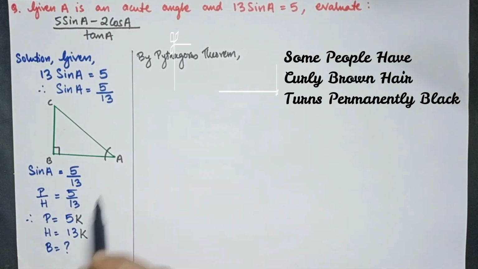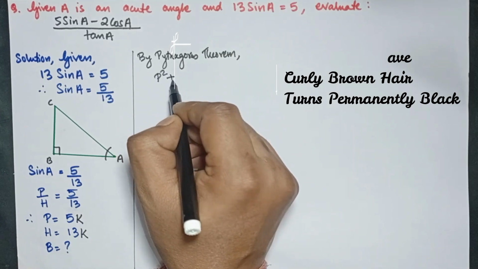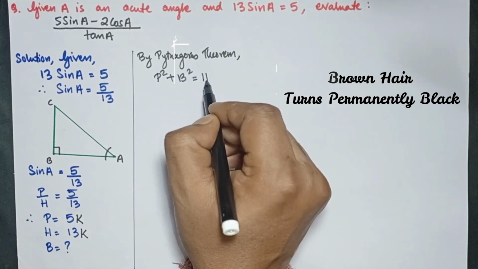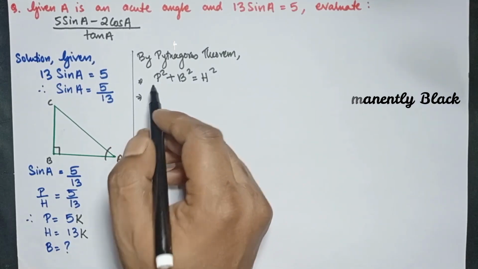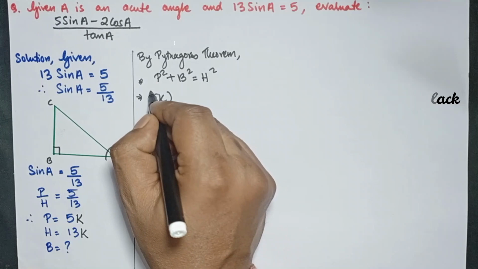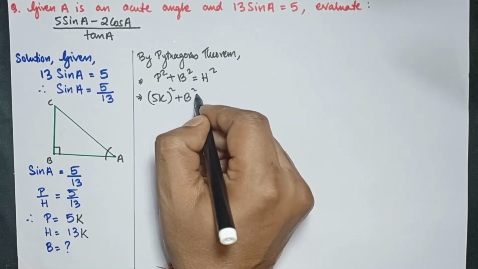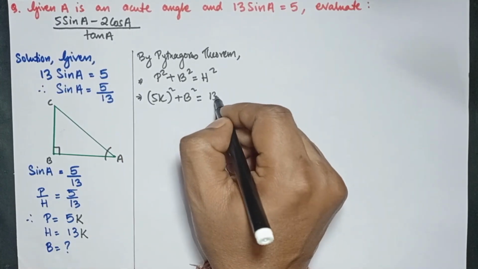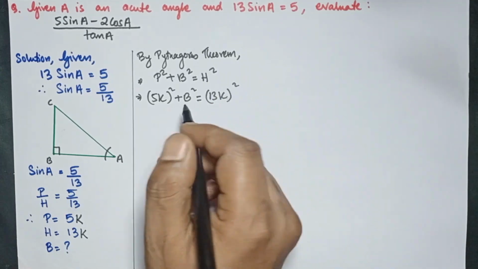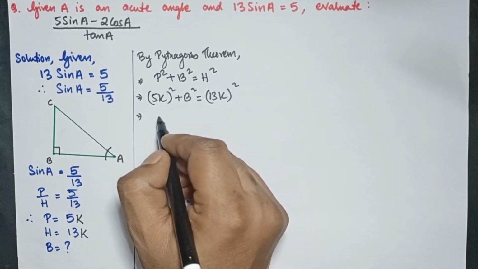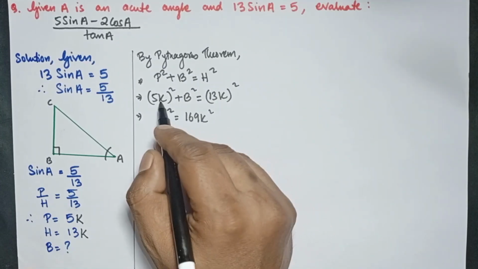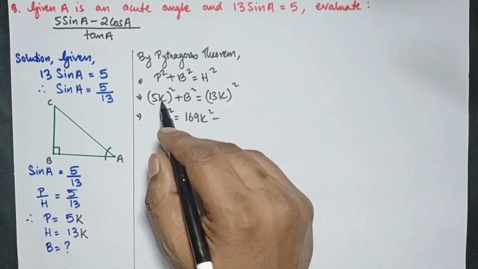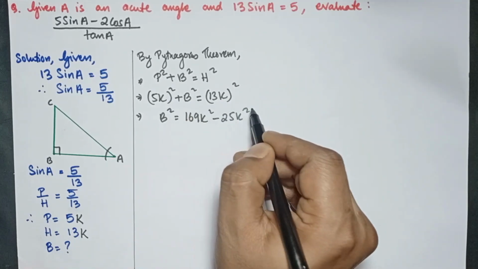So by Pythagoras theorem, since we have to find the value of b, I'll write p square plus b square equals h square. Okay, so it will be easy to find. Now p is 5k whole square plus b square equals h, which is 13k whole square. So I can write b square equals 169k square, and when this plus goes to that side, it will be minus 5 square, which is 25k square.